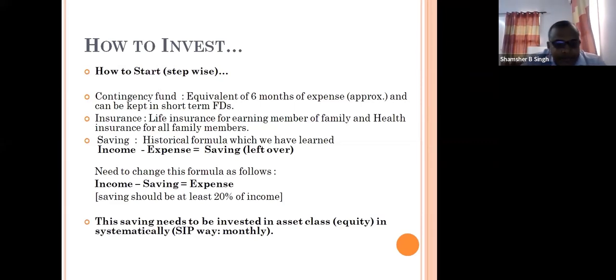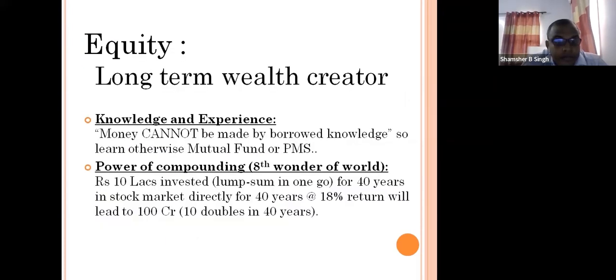Like EMI, we have SIP. EMI is equal monthly installment when we pay the loans. SIP is systematic investment plan. Every month we invest some portion of money into, let's say, the equity market or any asset class. Equity is a long-term wealth creator.